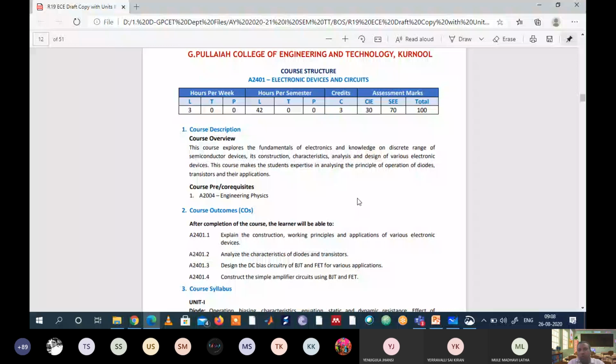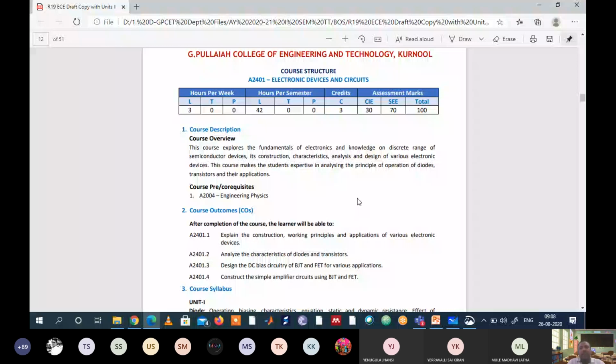What is actually a course? A course is called a subject. A subject's technical name is a course. Here, what course are we learning? Electronic devices and circuits. This is called a course. So after completion of learning this course, what the students will be able to do regarding all these points.